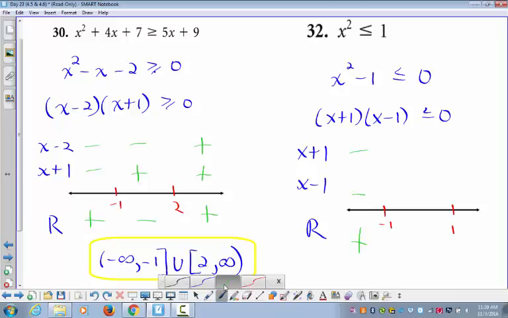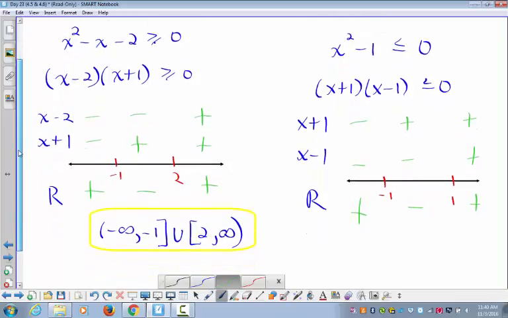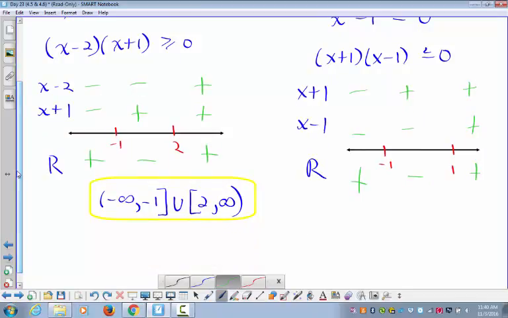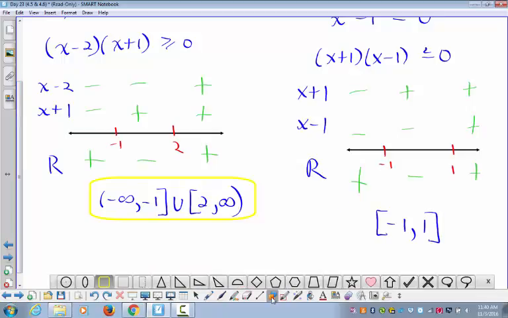Test value in the middle. The result. Test value out to the right. They're both positive. So then here, the big difference, again, is the inequality symbol. It's not a strict inequality, it's a compound inequality, less than or equal to 0. So when we look at our negative region here, it's negative or 0, so we include those endpoints. So our final answer is going to be bracket -1, bracket +1. So we want to include both endpoints because of that compound inequality.